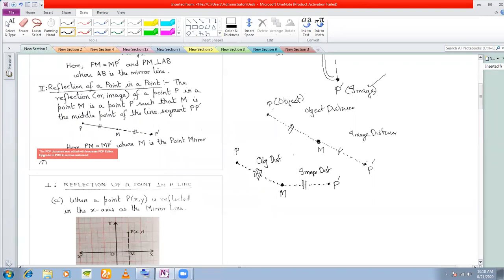So I'm getting the image, but this is not the actual image. Why is it not the actual image? Remember that the image of P should be such that P P dashed must be a straight line. That is, the object distance is equal to the image distance such that this is a straight line, P P dashed. I hope now it's clear. If you don't have any question, then I can move on.